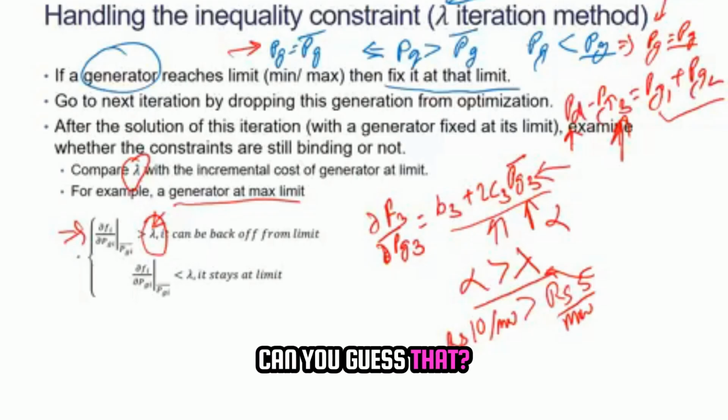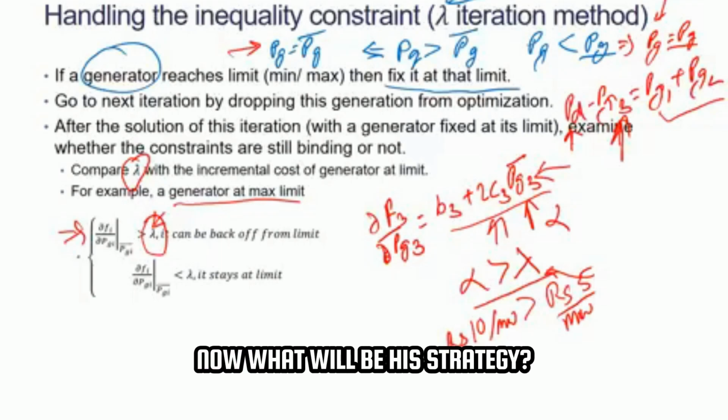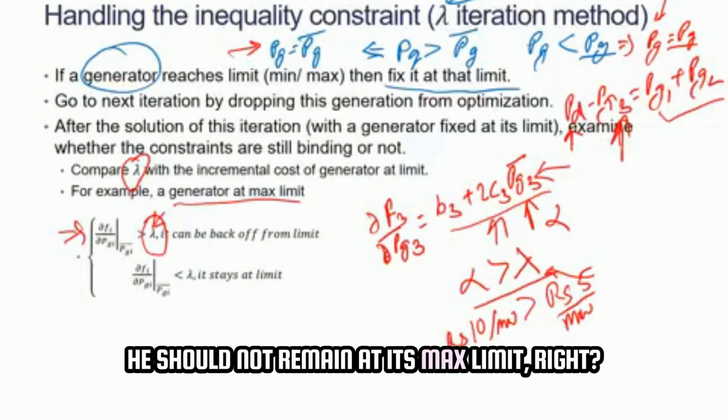Can you guess that? Now? Yeah. What will be his strategy? He should not remain at its max limit, right?